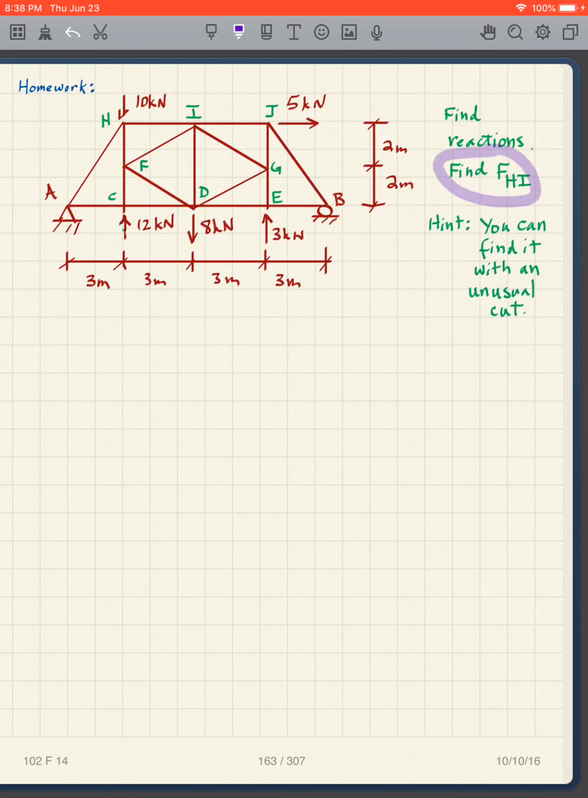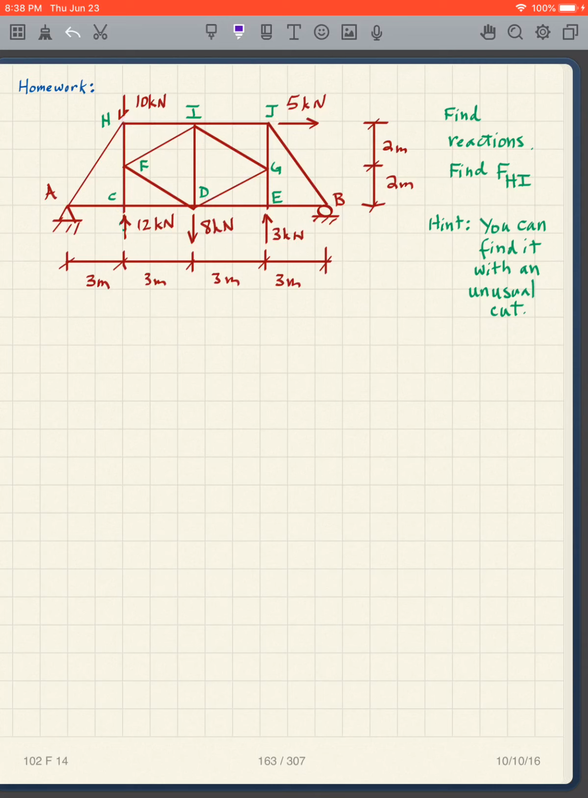And then I say find FHI. HI is right here. Now, I give you a little hint. You can find it with an unusual cut. What I want you to do is see if you can find it with normal methods. And then I will show you an unusual cut where you can get FHI or this one or this one or this one quite easily with a simple cut.